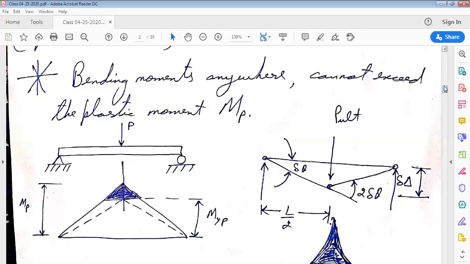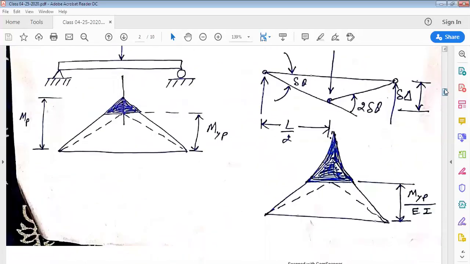Clearly, MP is greater than MYP, and MP as well as MYP are occurring exactly at the middle of the beam. Now let us look at the curvature diagram also. The curvature diagram of this structure is drawn below the collapse mechanism. The dotted curvature diagram corresponds to the yield point moment, and the continuous curvature diagram corresponds to the plastic moment.